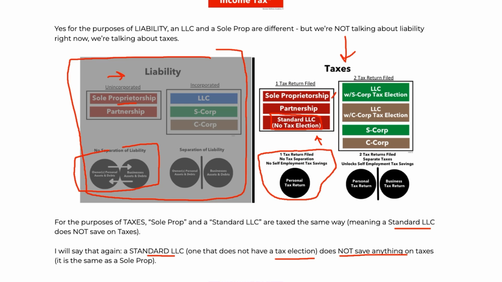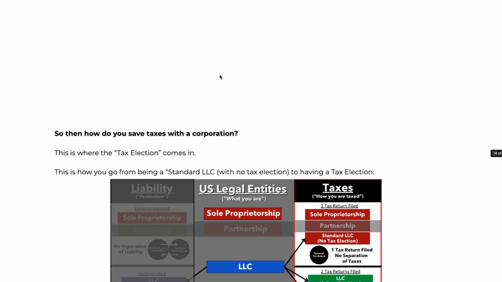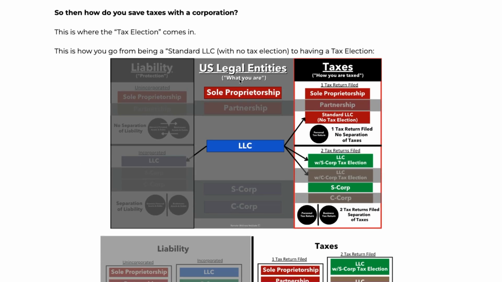I hope so, okay? So then the question after that would be, how do you actually save taxes with a corporation? This is where that whole tax election form comes in, okay? Now, again, don't get confused by it. It's literally just a form that is filed with the IRS, okay? It's just called a tax election. That's all it is, okay?